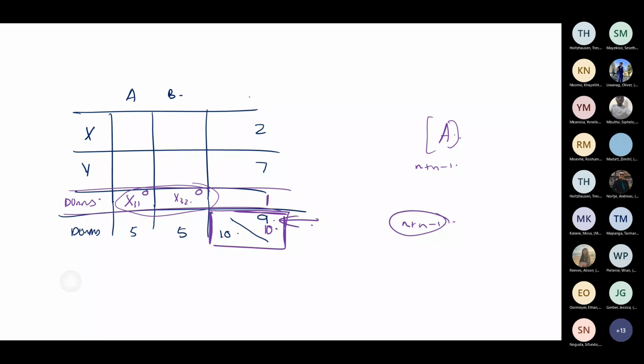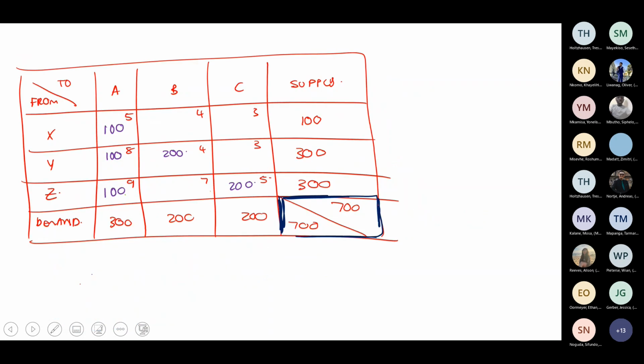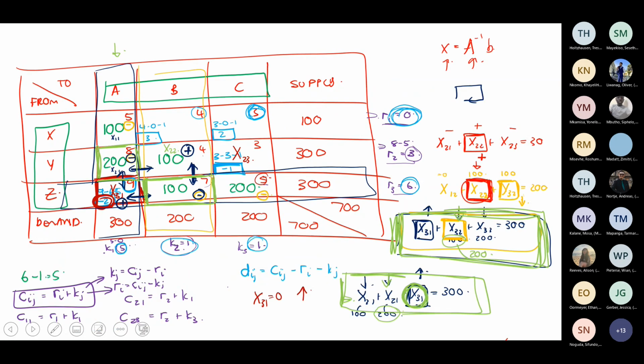R3 equal to 6. Okay, let me just go back there. Hopefully my math isn't wrong. Okay, so again, it's the non-empty cell. The non-empty cells available were this one and this one. But we had the K2 equal to 1. So we have 7, that's 7 over there, minus the 1, and that gave us that 6. So we use this formula over here.